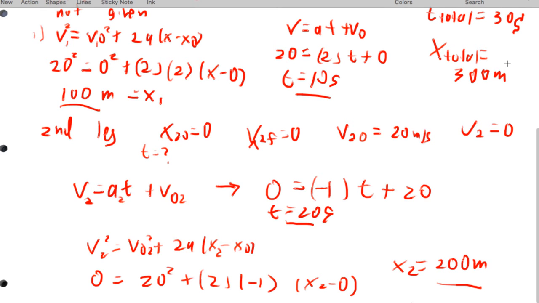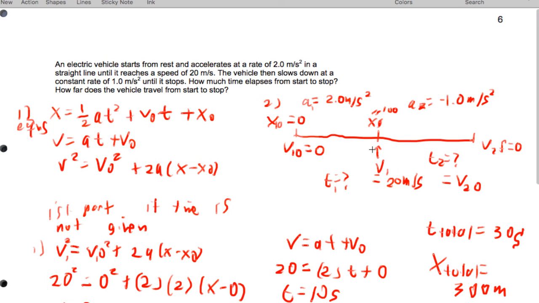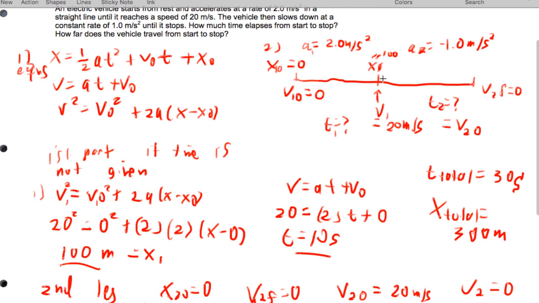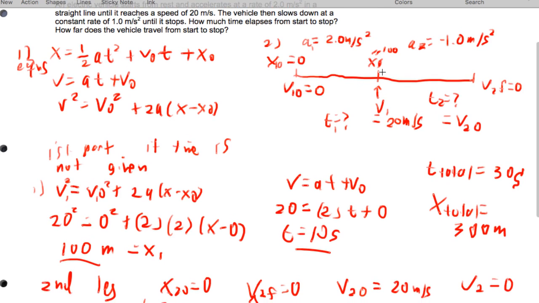So the key: write down equations, draw a labeled picture, plug in numbers, and solve for whatever you can solve for.